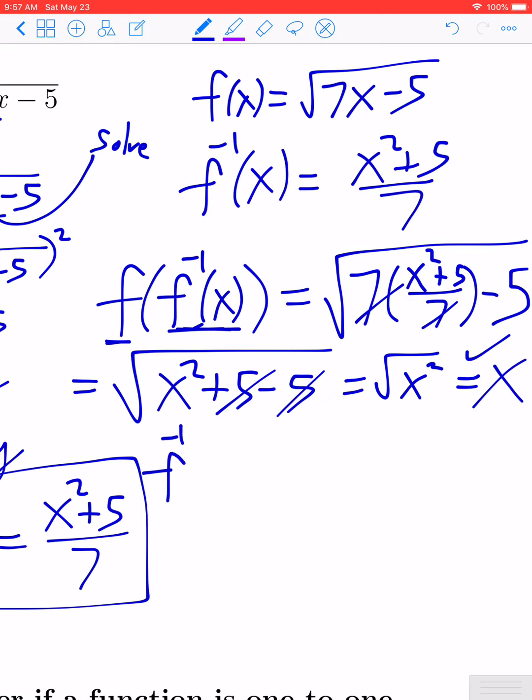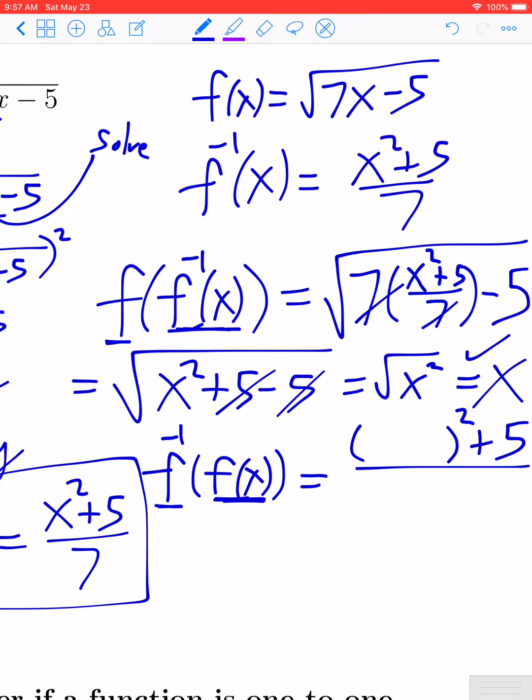Let's now do the other composition, f inverse composed with f of x. Here the inner function is f, the outer function is f inverse. So I'm going to begin by copying down the statement form for f inverse. It's input squared plus 5 divided by 7. And what I'm substituting in here is f of x, which is the square root of 7x minus 5.